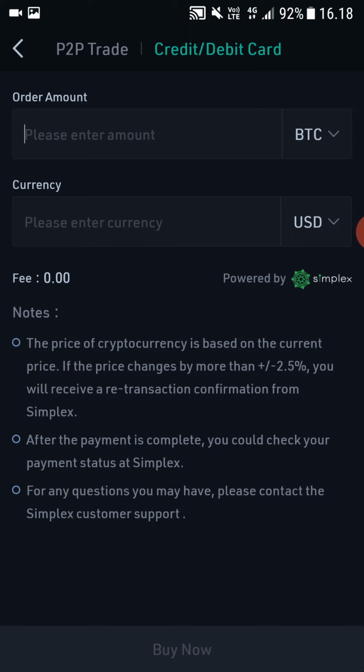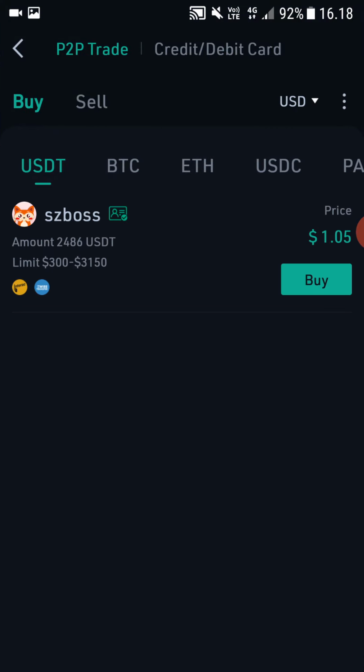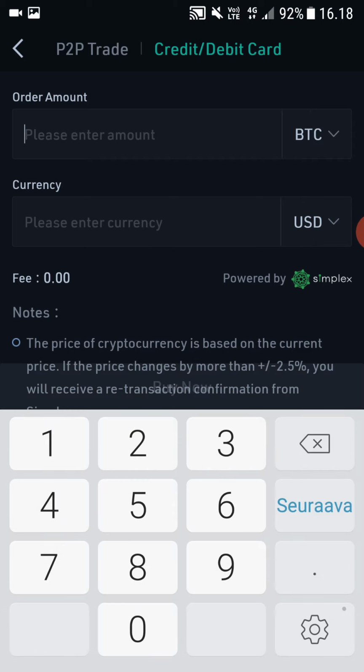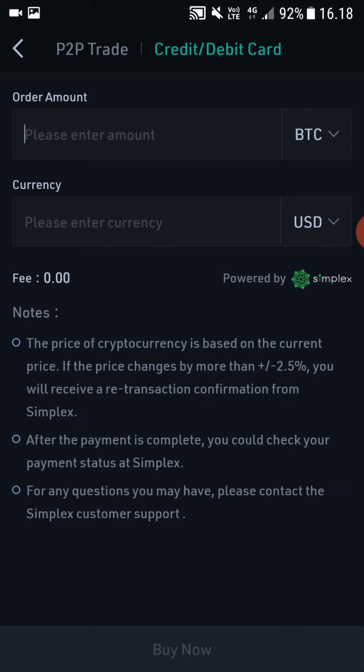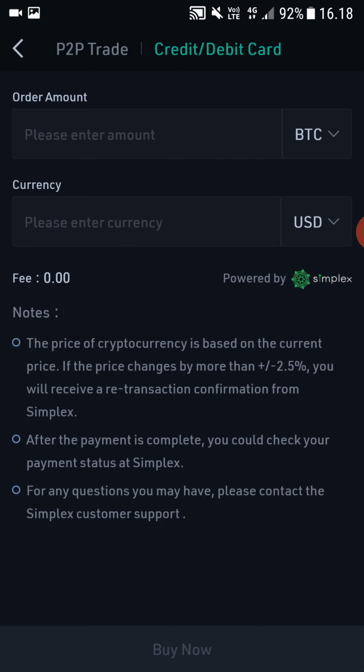But anyway, to buy Bitcoin, basically you go to home and then click buy with fiat and then click credit/debit card, and here you can buy it. So all you have to really do here is select how much Bitcoin you want to buy, and when you click the USD, you can select what currency you want to use when buying your cryptocurrencies. So in this case, Bitcoin. After that just click buy now.